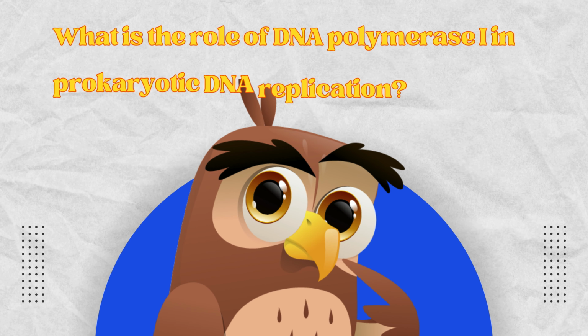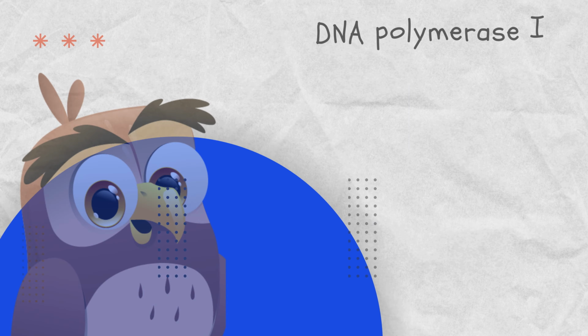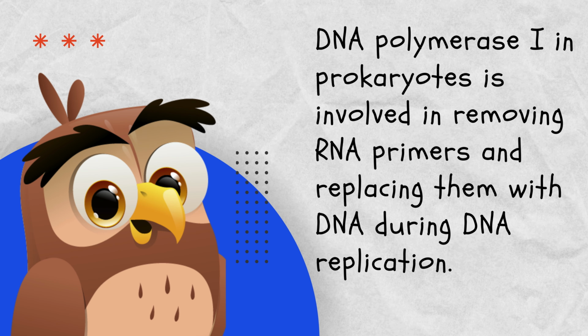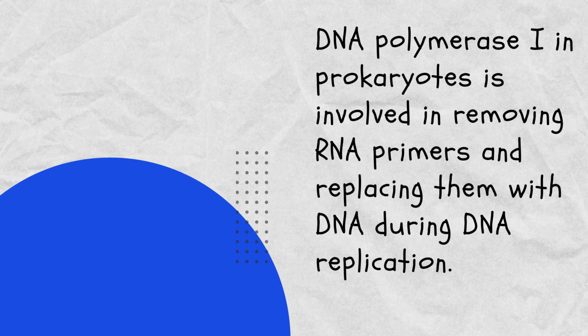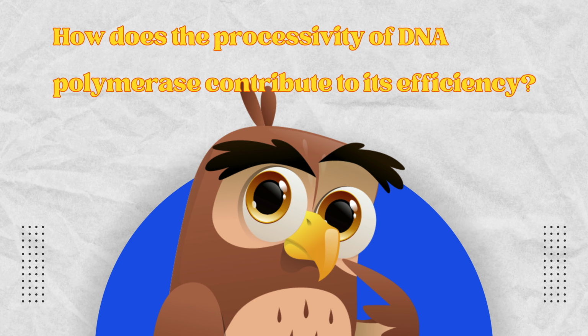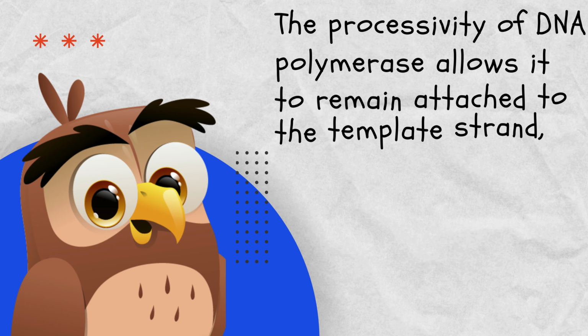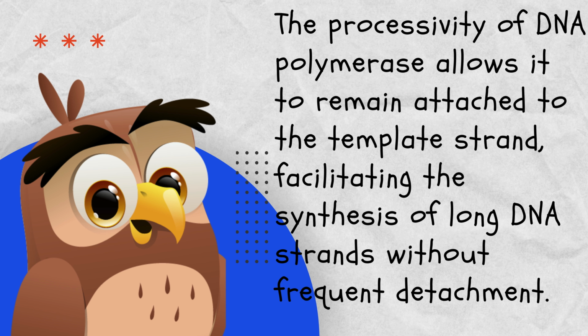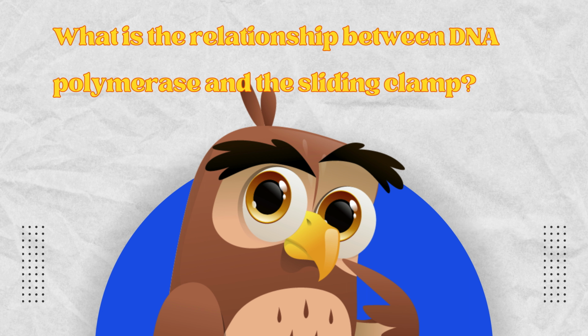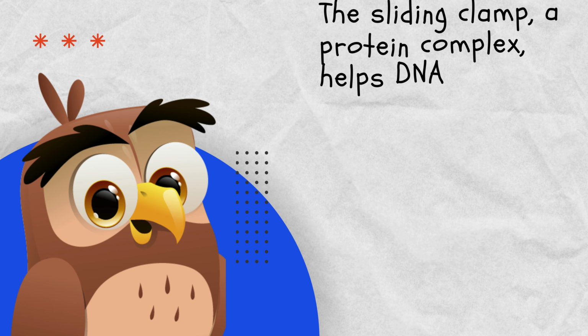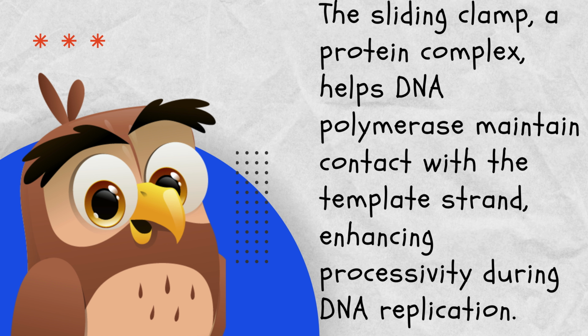What is the role of DNA polymerase I in prokaryotic DNA replication? DNA polymerase I in prokaryotes is involved in removing RNA primers and replacing them with DNA during DNA replication. How does the processivity of DNA polymerase contribute to its efficiency? The processivity of DNA polymerase allows it to remain attached to the template strand, facilitating the synthesis of long DNA strands without frequent detachment. What is the relationship between DNA polymerase and the sliding clamp? The sliding clamp, a protein complex, helps DNA polymerase maintain contact with the template strand, enhancing processivity during DNA replication.